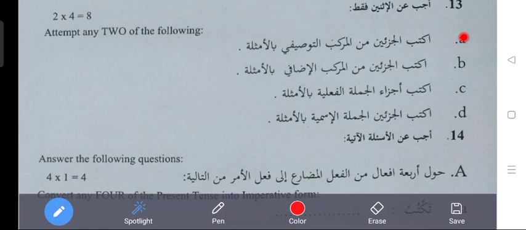As you saw in earlier sections, for example section number 7, the questions were there but translation was not given. Okay. So similarly here also grammar questions will be given but the translation will not be given. So you have to understand the meaning by highlighting the question. Like here, Uktub means write, al-juzain the two parts, min al-murakkab at-tawsifi of the adjective phrase, bil amthila with examples. You have to keep this in your mind. What is the answer? The answer is al-murakkab.